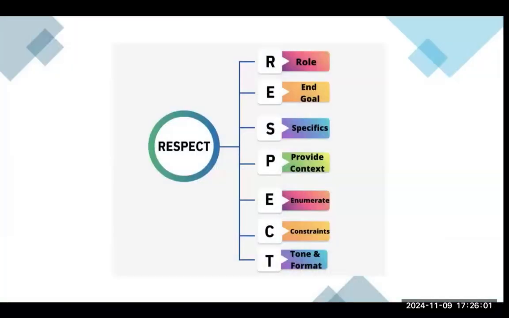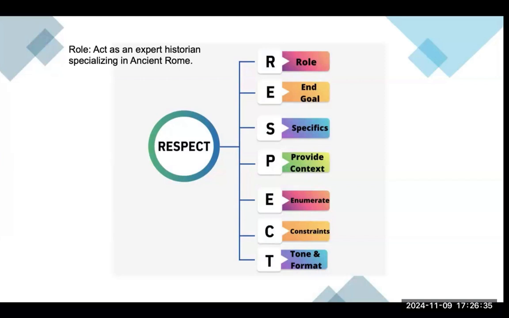So in fact, we used an acronym called RESPECT to guide AI prompting. So RESPECT, the first letter R actually stands for role. We need to assign a specific role to the AI, and this helps frame the AI's perspective and expertise. So for instance, act as an expert historian specializing in ancient Rome.